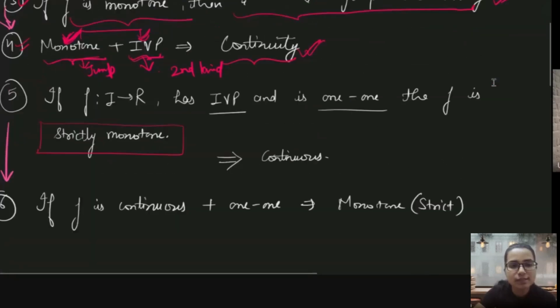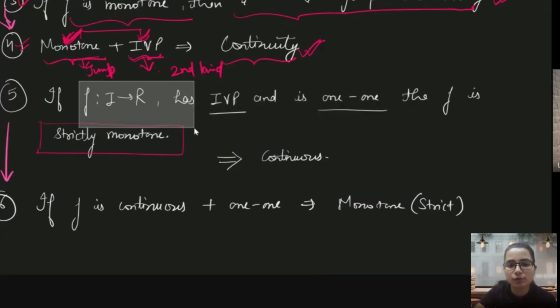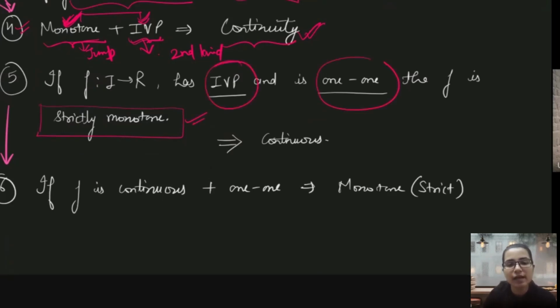And the last two say: if a function is defined from an interval to R and if f has IVP and is 1-1, then f is strictly monotone. Yes. If f has the intermediate value property and f is also 1-1, then f is strictly monotone. I can give you a hint for this. Take some A, B, C, and suppose that f of A is greater than f of B, because you want to take the contradiction that f is not strictly monotone.